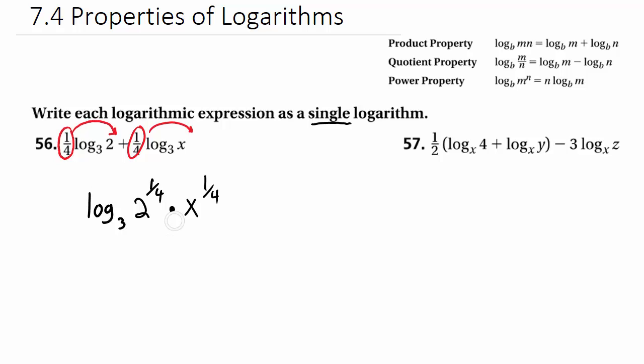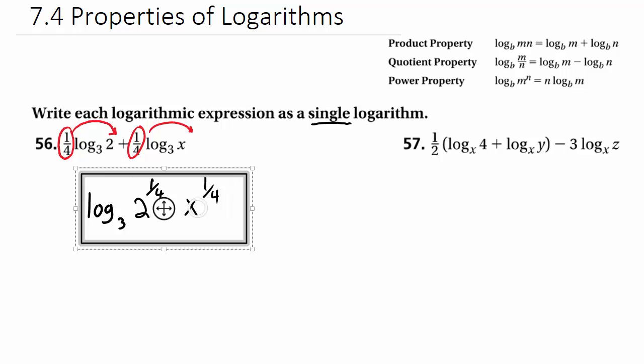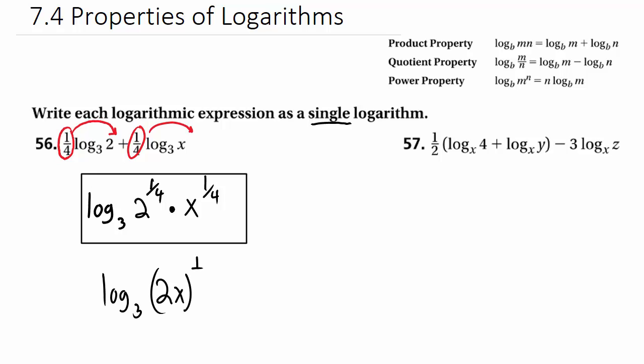Now, this leads me to something. This is a perfectly fine answer. There's nothing wrong with this. This is accurate. I did meet the conditions that they said, hey, write it as a single logarithm. If you want, there is another alternate version of this. Since they're both being raised to the 1/4 power, I could write the product and then that together to the 1/4 power. So that also would be an acceptable answer.